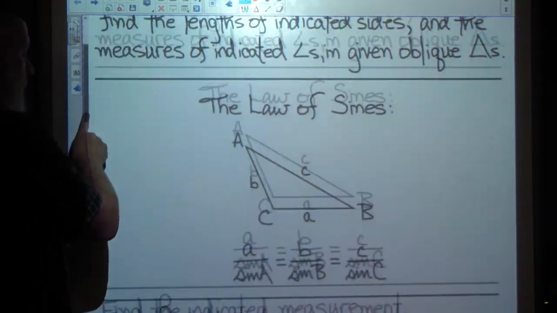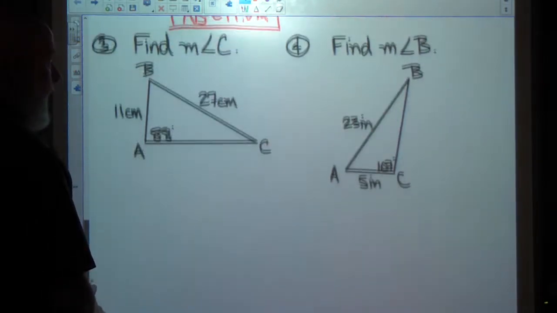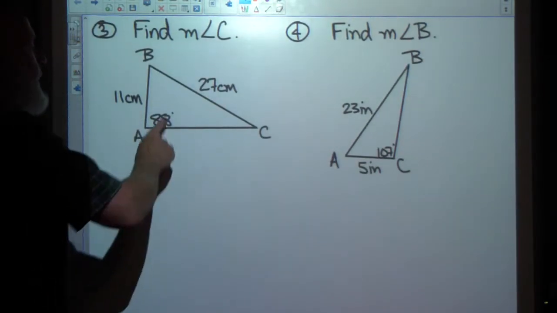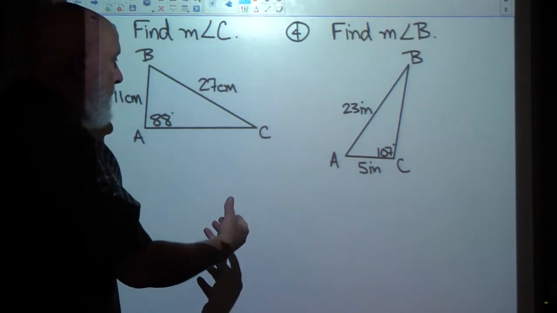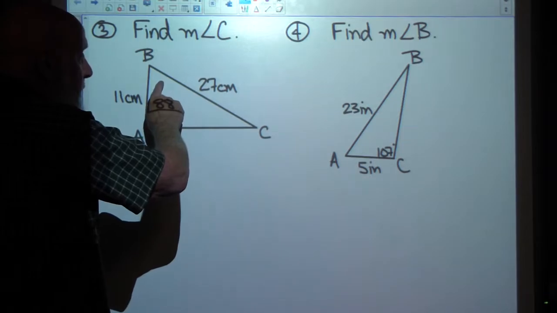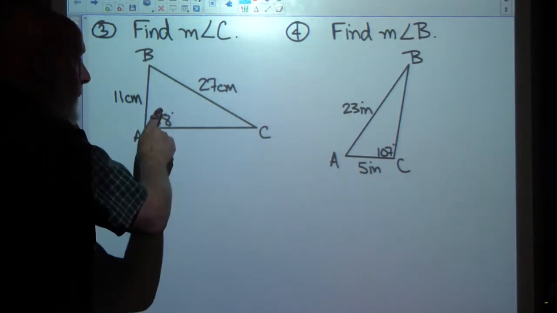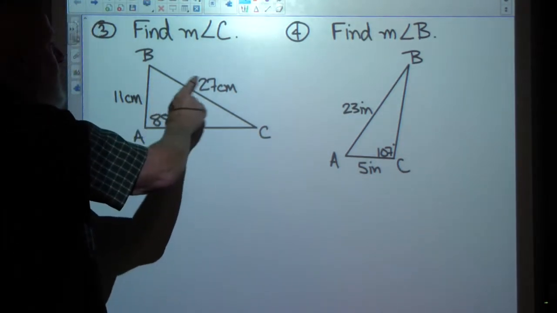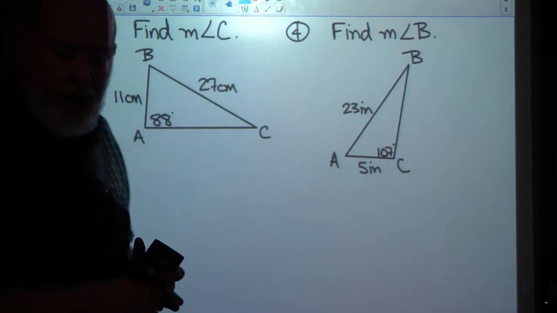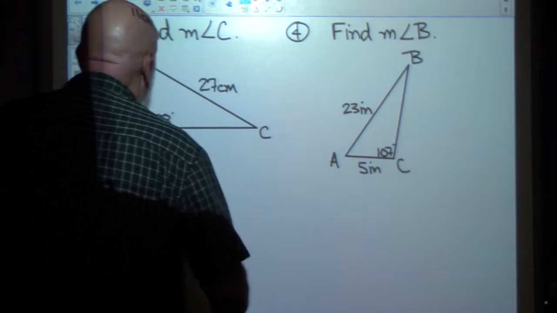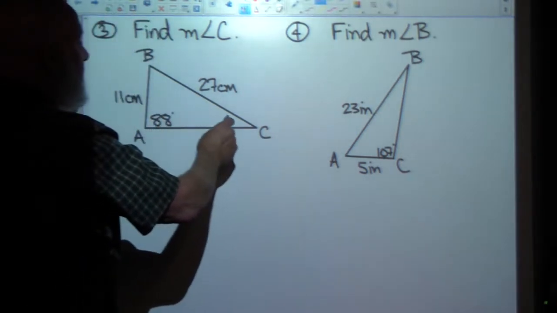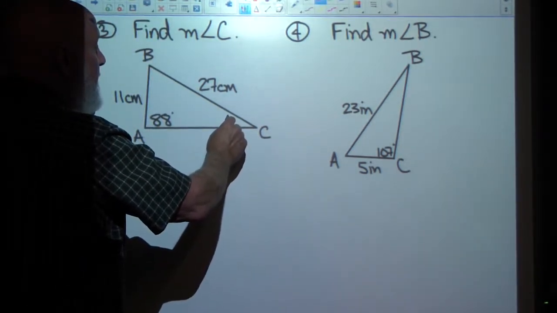So here's how you find the measure of an angle. If you know two angles, you can just add them together and subtract from 180, but we only have one angle. We have some information here. We're going to try to use the law of sines if we have enough information. So let's take a look and see if we can do that. It says find the measure of angle C. So I'm looking for this angle right here.